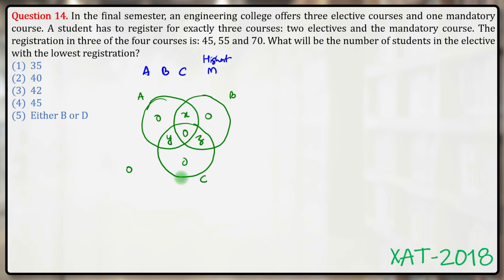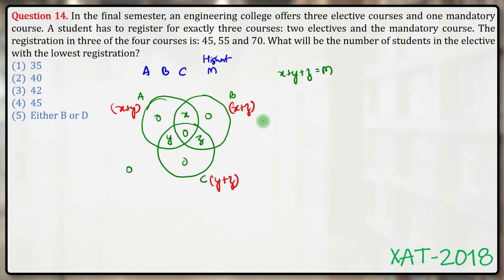I know that the total number of students in this case is X plus Y plus Z, which should be equal to M. Also, the number of students who take elective A is equal to X plus Y, B is X plus Z, and C is Y plus Z. Obviously, we don't know whether the registrations here are for electives or one of them is that of the mandatory course. But if one of these is the mandatory one, then it must be 70, because we know that the mandatory will get the highest number of registrations.